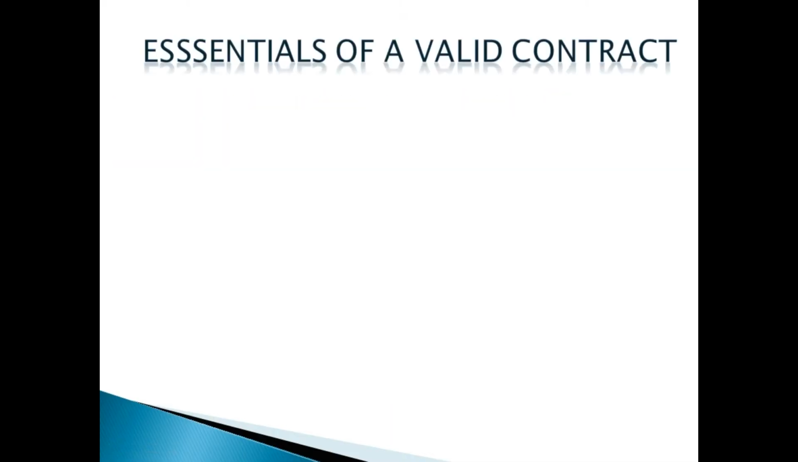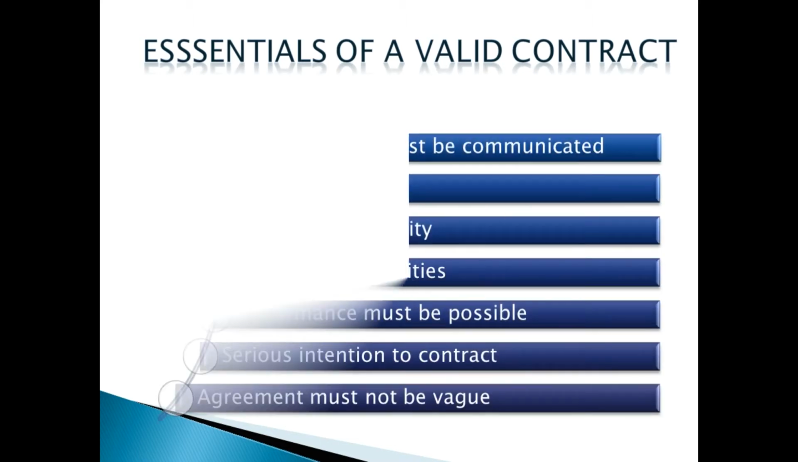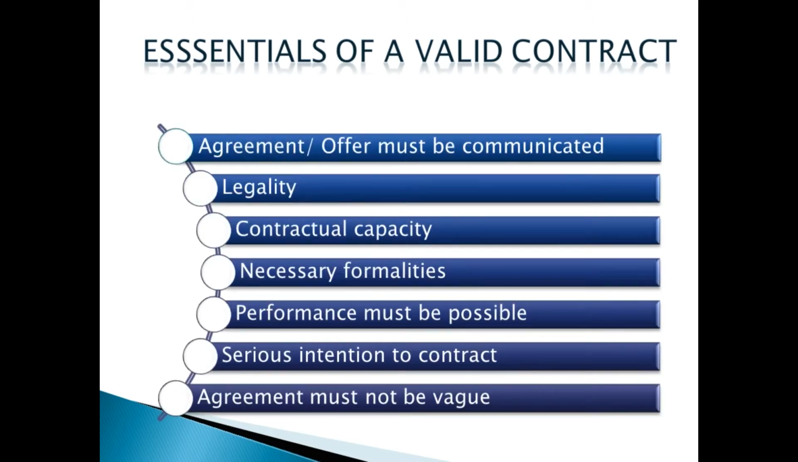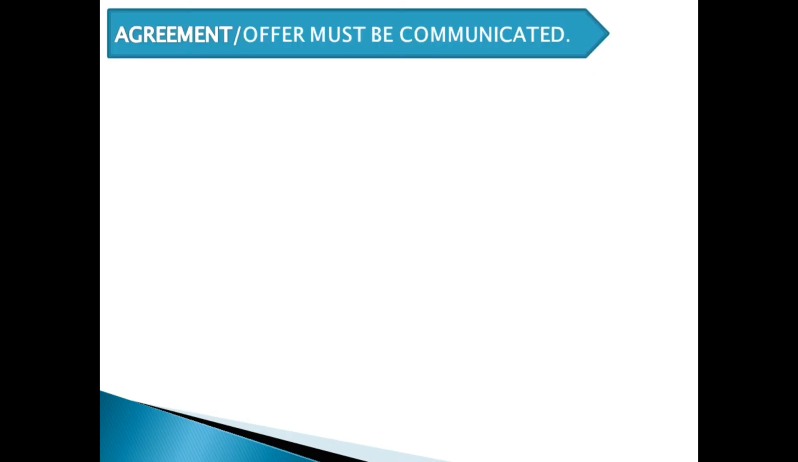So, what are the essentials of a valid contract? The first one is there should be agreement. Then the second one is legality. Next, contractual capacity. Then necessary formalities should be upheld. Next, performance must be possible. And then there should be serious intention to contract. And lastly, agreement must not be vague. Let us look at the essentials in detail.